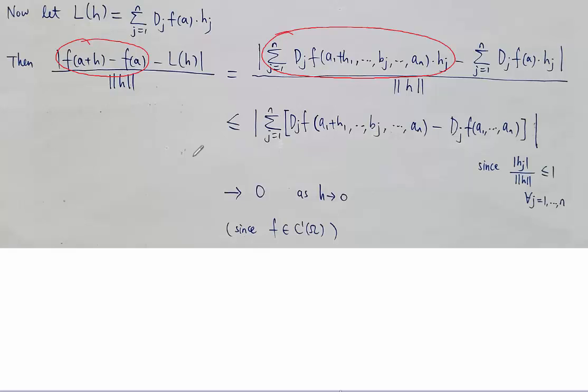Then we use the triangle inequality and apply the inequality that the absolute value of h_j over the norm of h is less than or equal to 1 to these terms, and we will get this inequality. Now finally, by the assumption that f is of class C1, all the partial derivatives of the function f must be continuous, and hence the difference between these two terms must go to 0 as h goes to 0. And the proof is now complete.